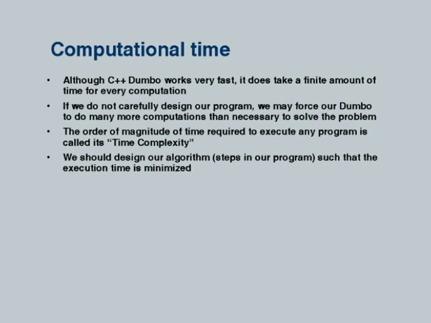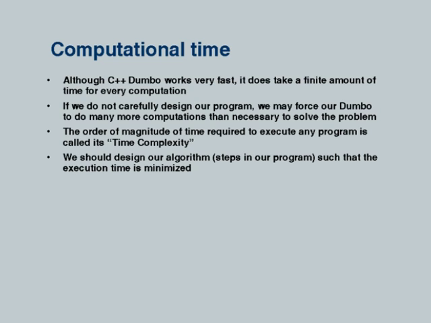So this is what we had remarked last time, that while our C++ Dumbo works very fast, it does take a finite amount of time for every computation. And therefore, we must design our programs very carefully such that we do not make Dumbo do any work more than what is absolutely essential.